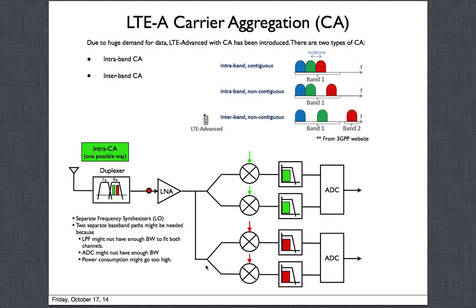Then we can split into two paths. So we have the green guy and we have the red guy. The green guy goes to this signal path where the LO, the frequency that's coming from the VCOs, after some division, is going to help decode the green guy so that after down conversion, the green guy looks like this. And then that green information gets filtered by the low pass filter and goes to the ADC.